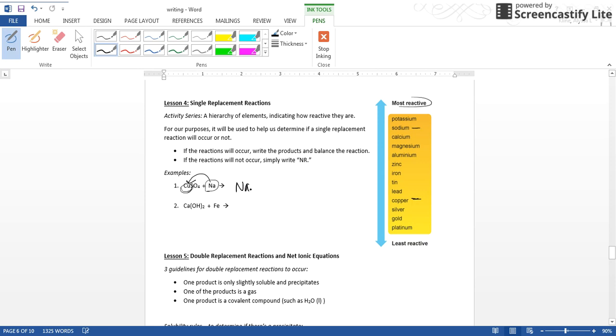So sodium is going to combine with sulfate, and then it's going to just be free copper because it kicked it out of the compound. So in order to balance that, we just needed 2 right here.